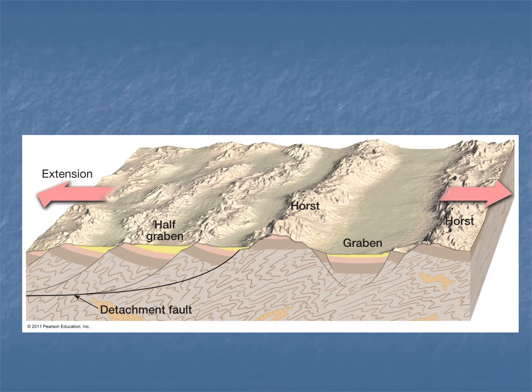Now, this isn't just any valley. This is not a river valley. This is a valley that's been formed due to stretching. Okay, so those terms, Horst and Graben, are German terms. Just know that there's more than one way to make a valley.